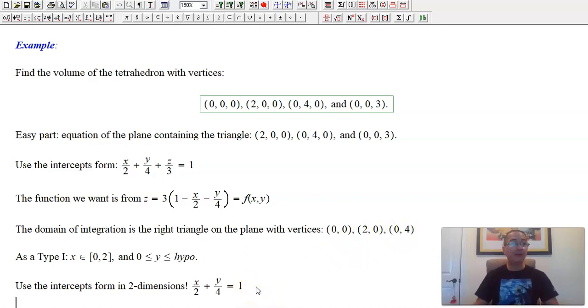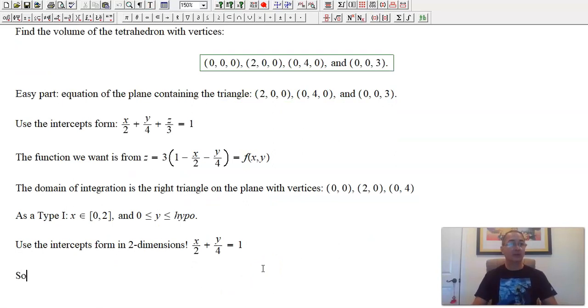So from there, we get y. This will be our g of x. Isolate y, so bring x over to the other side, 1 minus x over 2, and then multiply the whole thing by 4. Definitely that is worth simplifying, distributing: 4 minus 2x. So now we get our hypotenuse, that's our g of x.